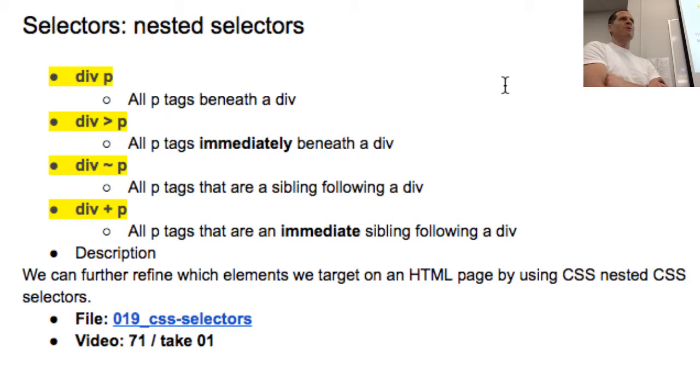You all heard that before? Like RSVP +1. So that's the way I think of it. So plus means the immediate sibling following a div. Tilde is all siblings following a div. And greater than is all tags immediately beneath the div. You got your picture there?